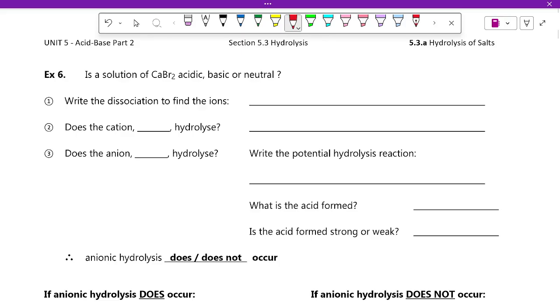When you have the reaction, it does the acid. If the acid is strong, it doesn't happen. If the acid is weak, it does.